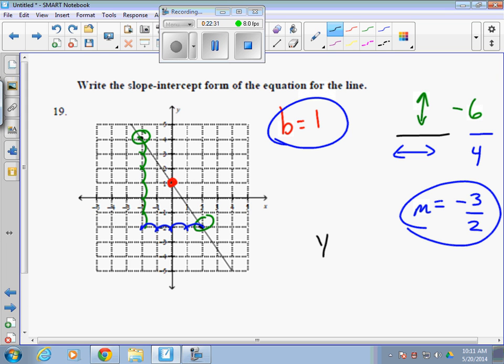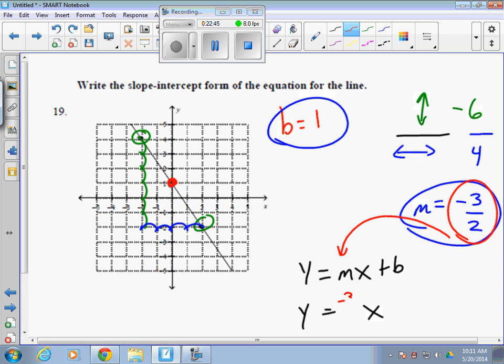You have your m and your b value. Y equals mx plus b. Leave y equals an x. Plug in your m value, -3/2. And plug in your b value, +1. Y equals -3/2x plus 1.